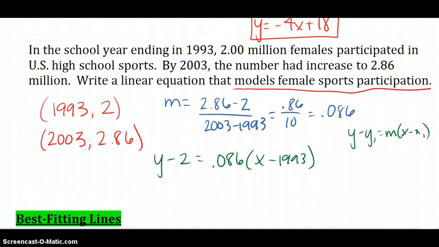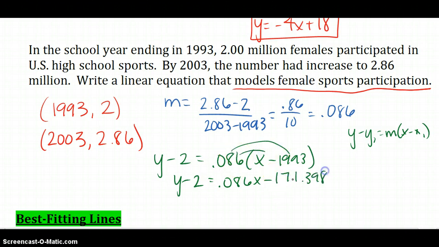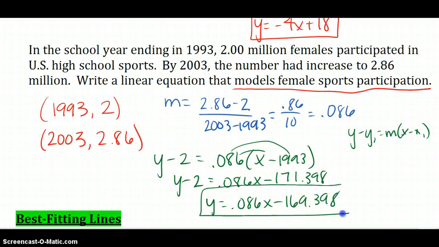And then distribute and simplify. When I distribute these two, I'm going to get 171.398, and then add 2 to both sides. And that is my equation.